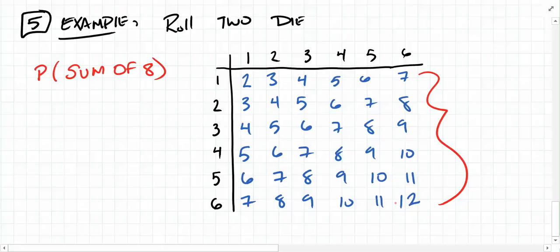I could get a sum of 2, a sum of 3. These are all of them. There's 36 accounted for. What we're looking for, though, is a sum of what? 8. Okay? So check it out.